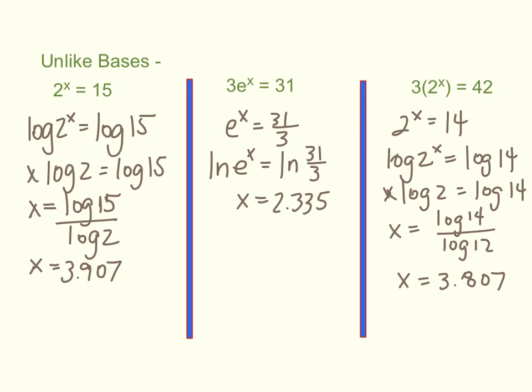Here's another problem where we first start off by dividing 3 into both sides, and now I have 2 to the x equals 14. I'm going to take the log of both sides. The exponent x would come out in front of the log 2. And then again, I'd divide both sides by the log of 2. So log 14 divided by log 2 is 3.807.